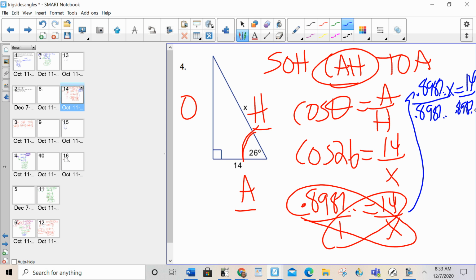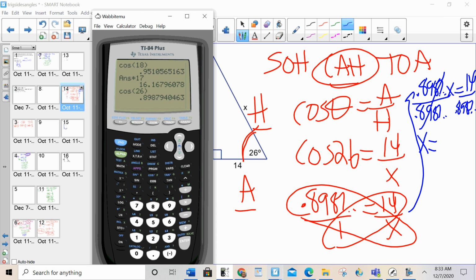So depending on where the x is, you might have to end up dividing. So I'm just going to go to my calculator, and I'm going to do 14 divided by, now you have a choice. You can tab up so that that's highlighted, hit enter, and then hit enter.